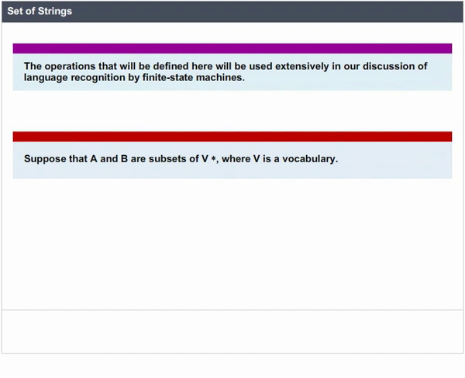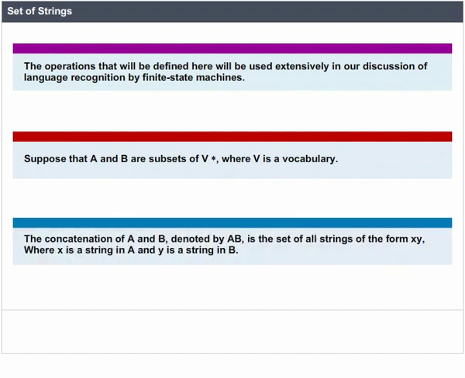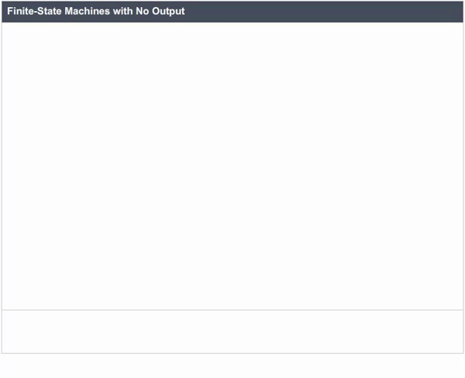The concatenation of A and B, denoted by AB, is the set of all strings of the form xy, where x is a string in A and y is a string in B. Finite state machines with no output. Example: let A = {0, 11} and B = {1, 10, 110}. Find AB and BA. Solution.